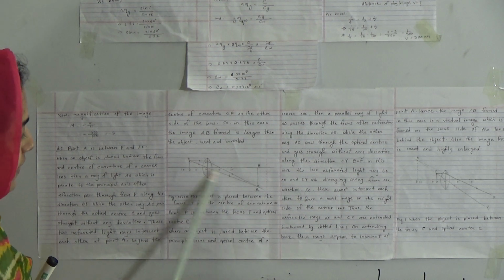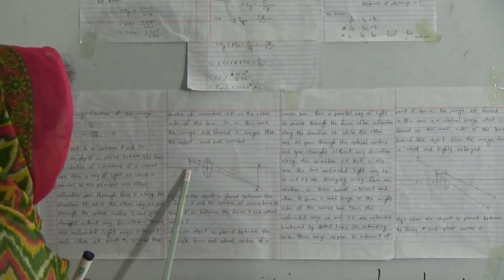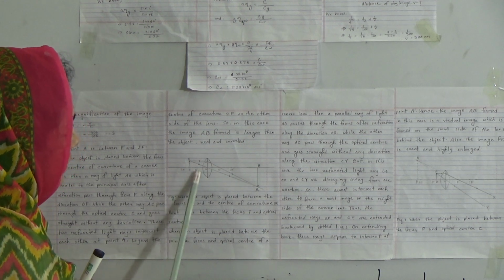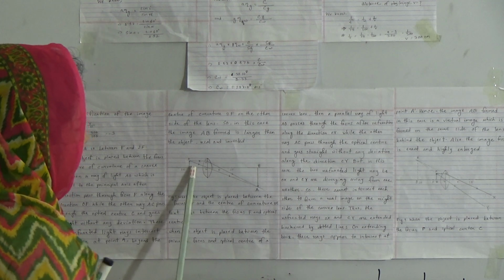My dear students, see this figure. This is the principal axis, this one is a convex lens, and first of all the object is situated between F and 2F. So this one, AB, is the object.